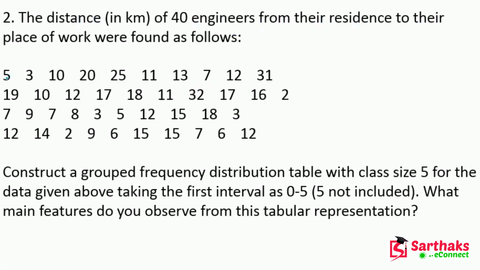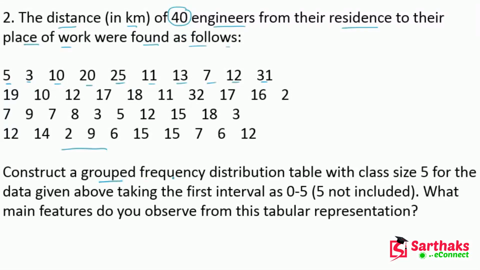So the next question is: the distance in kilometers of 40 engineers from their residence to their place of work were found as follows. So this is the distance in kilometers, like 5, 3, 10, 20, 25, 11, 13, 7, 12, 31, and so on. These are the distances in kilometers of 40 engineers from their residence to their place of work.